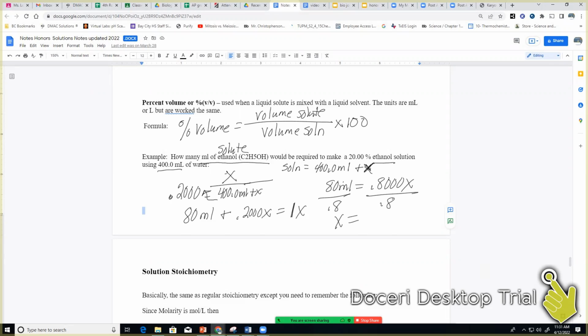So real quick, I need to go and check my sig figs. That one has 4 and this one has 4. So when I write my 100, I want to be sure and put a decimal behind it. And I need to add another 0 to get it up to 4 sig figs. And my units are mLs.